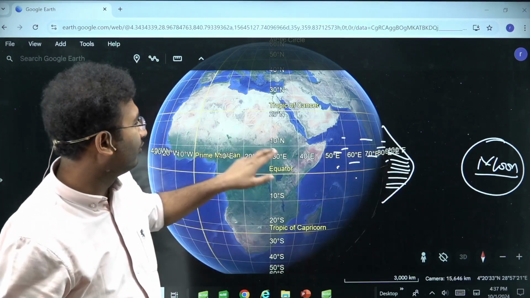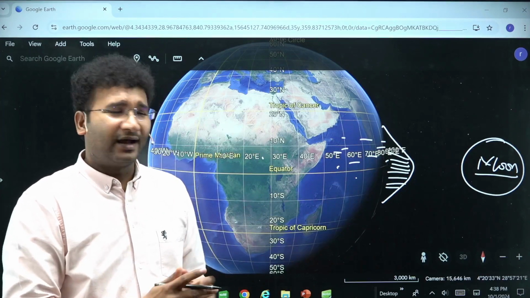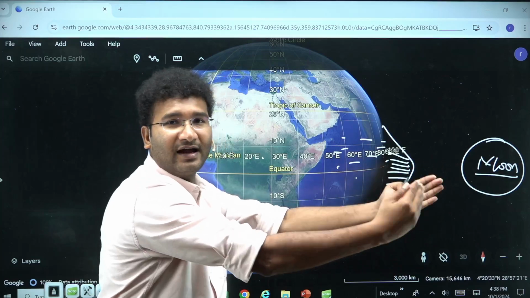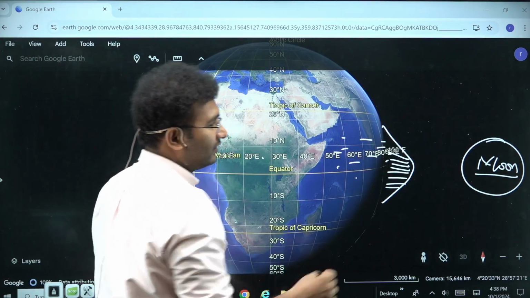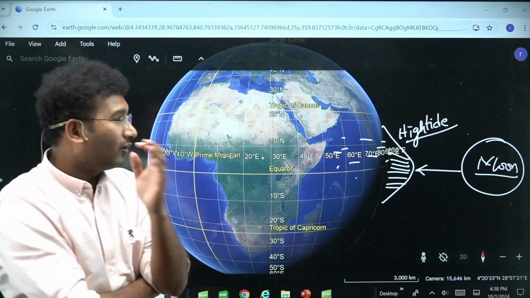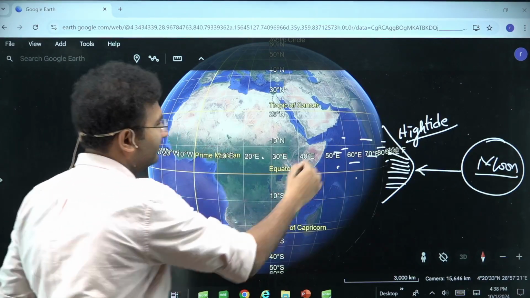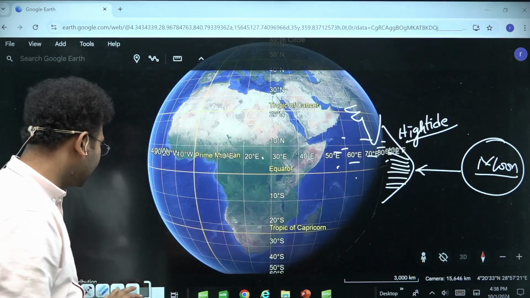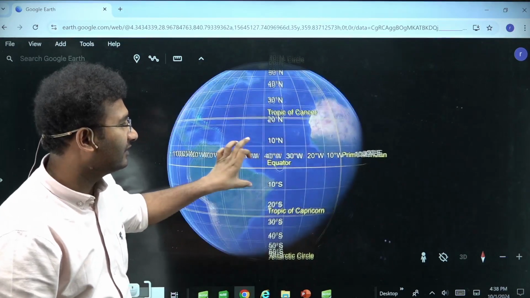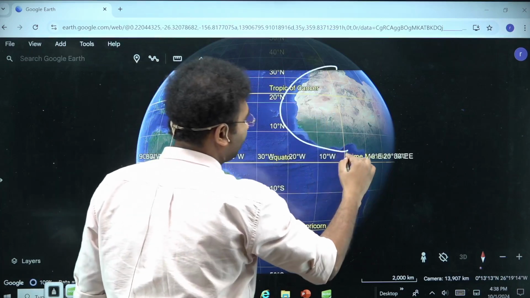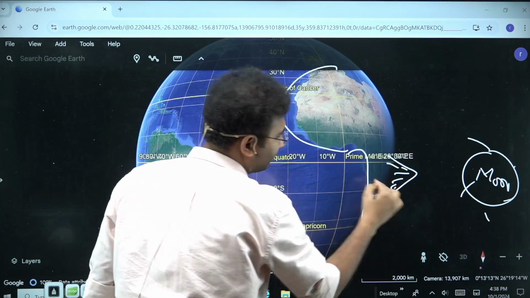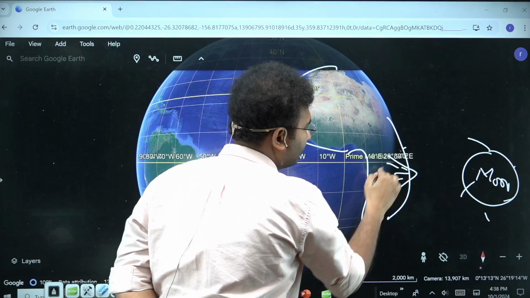If this is the moon, the moon actually tries to pull both the solid and the liquid, right? As the solid cannot be moved that easily, and the liquid has the buoyancy force, the liquid will move and again come back. This is called a high tide, right? Now after some time, India will go a little further. Now who will see the high tide? Let's say this is Africa. If you have the moon here, here you will find high tide, right? This high tide is because of the moon's pull.